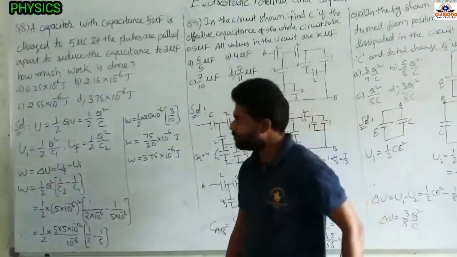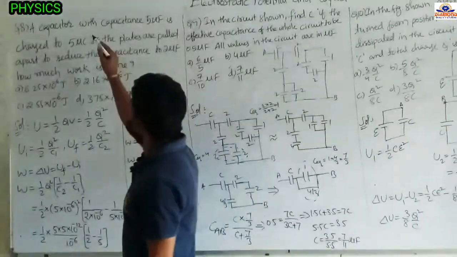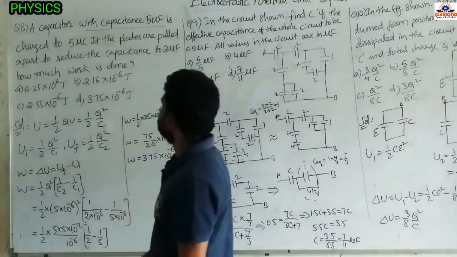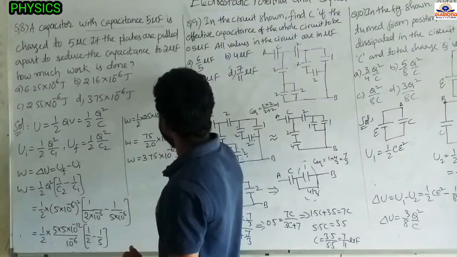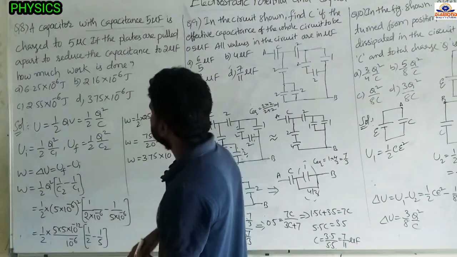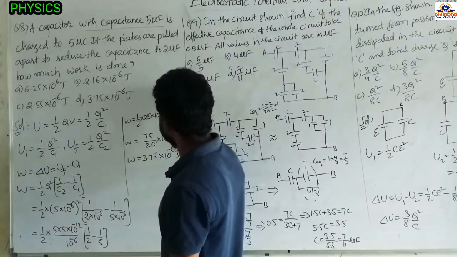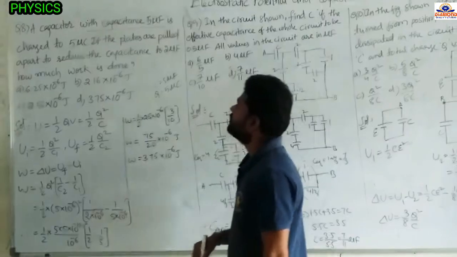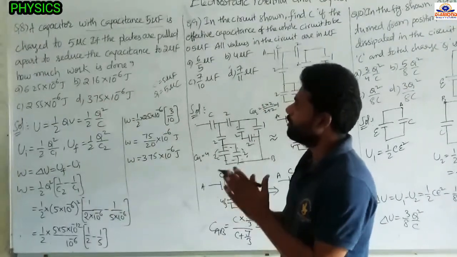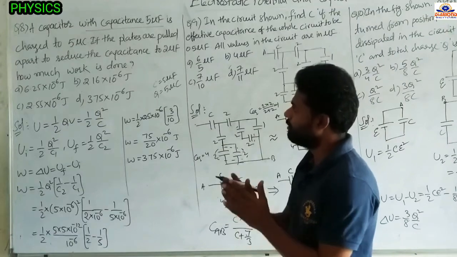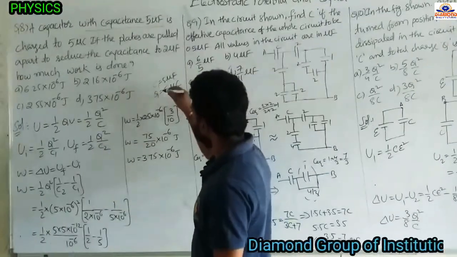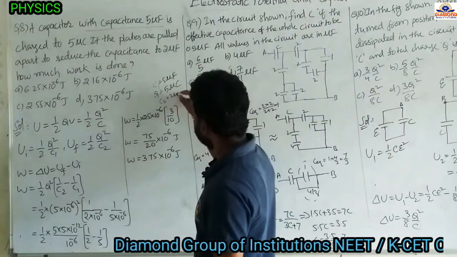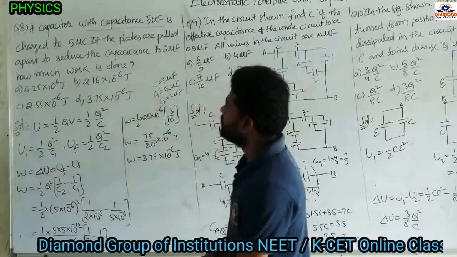Okay, see the next question, 8th question. A capacitor with capacitance 5 microfarad, capacitance given C equal to 5 microfarads, is charged to 5 microcoulomb. The charge they gave is 5 microcoulombs. If the plates are pulled apart to reduce the capacitance to 2 microfarads, so C1 is 5 and C2 equal to 2 microfarads. How much work is done?